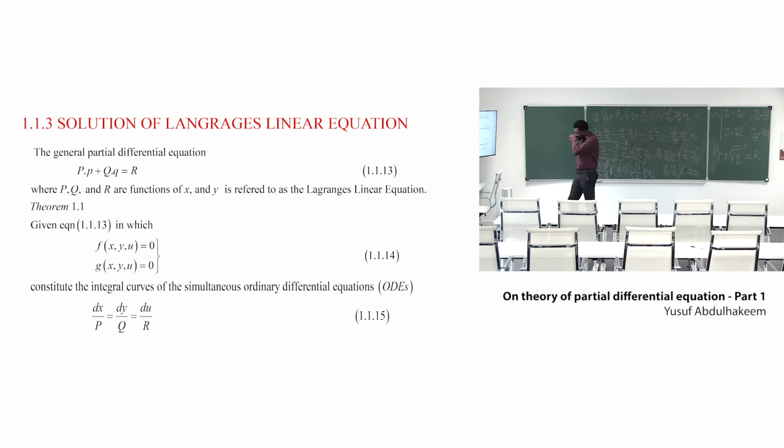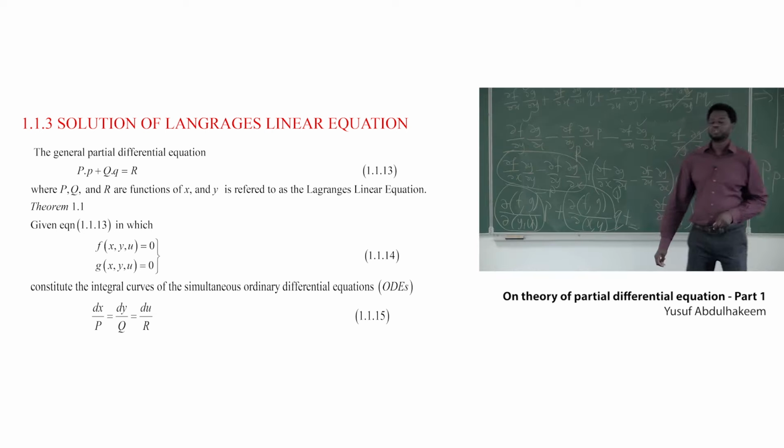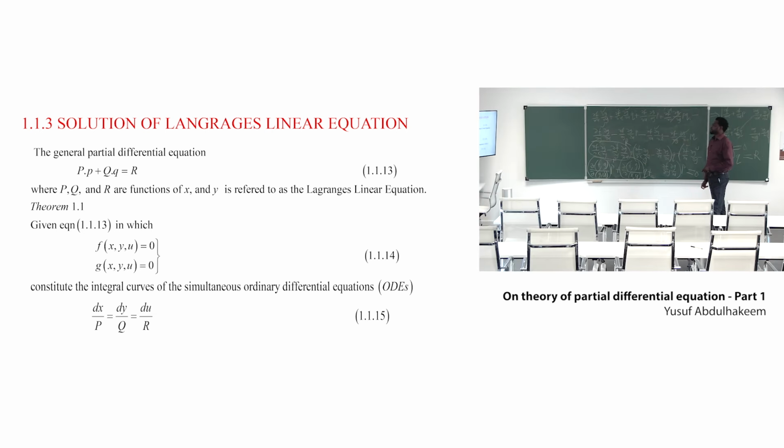So that is that on derivation of a first order partial differential equation. Now let us look at item 1.1.3, solution of Lagrange's linear equation. The general partial differential equation here in 1.1.13, where q and r are functions of x and y, is referred to as the Lagrange's linear equation. Of course, we have shown how we obtain this particular equation. So this equation is what we call the general form of the Lagrange's linear equation.